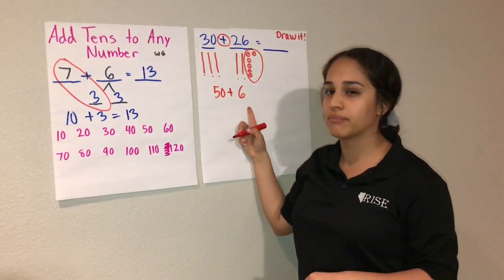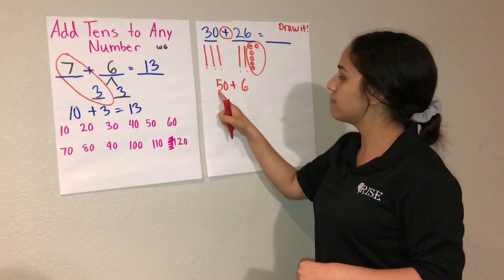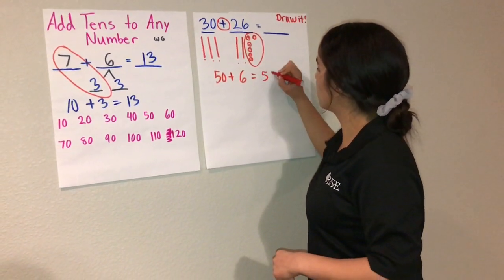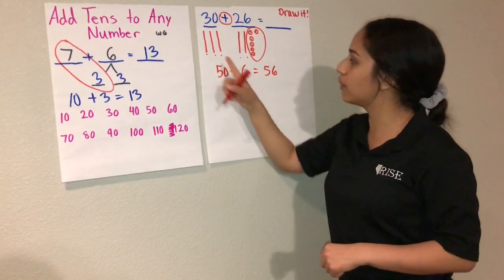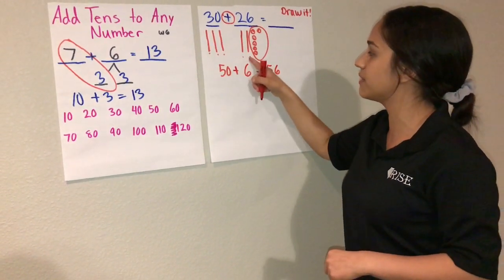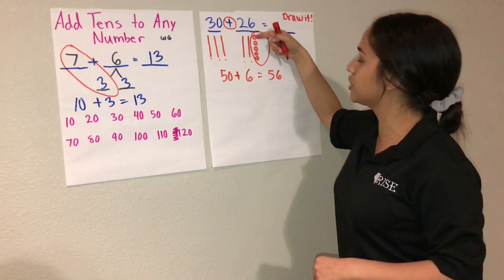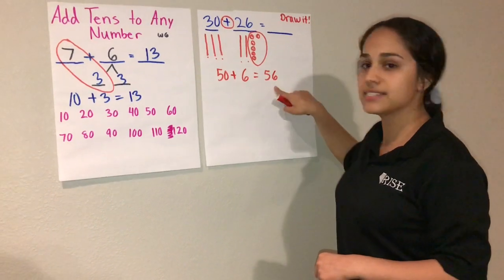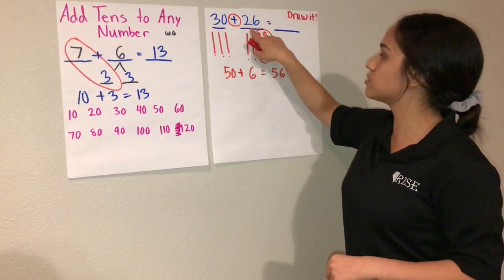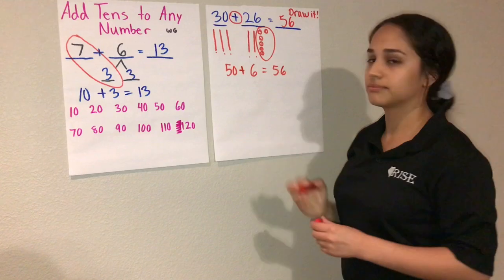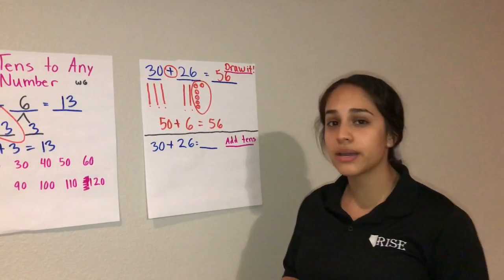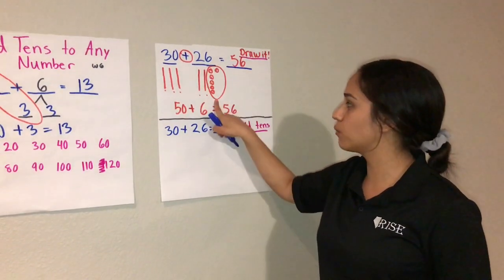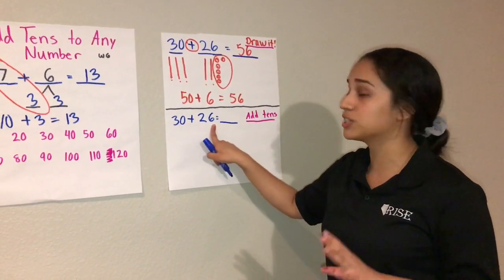I think this one might be an easier way to solve it. 50 plus 6 more is 56, and we can check our work by going 10, 20, 30, 40, 50, 51, 52, 53, 54, 55, 56. This is the same thing as 30 plus 26. So the first way we solved this one is we sketched it out. We sketched out our tens and we sketched out our ones. Using the same numbers, I'm going to show you a different way.